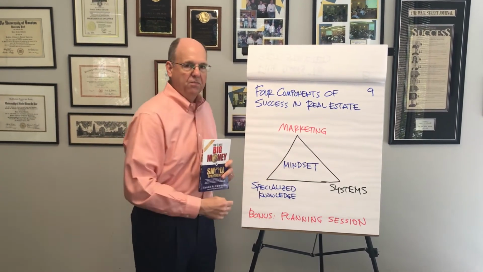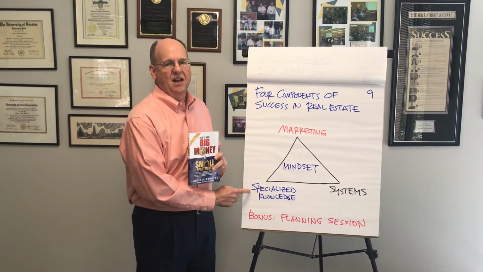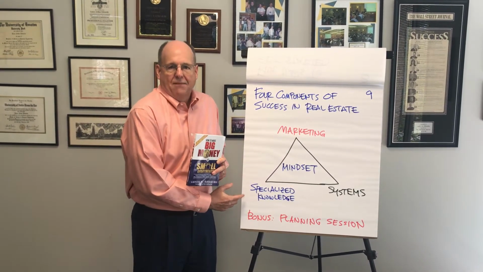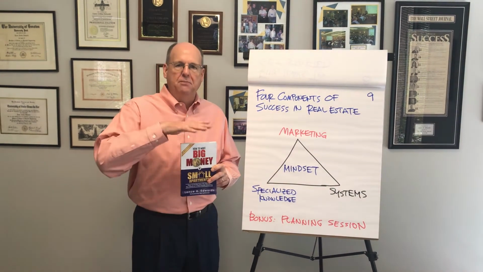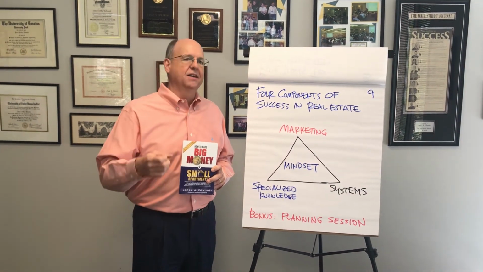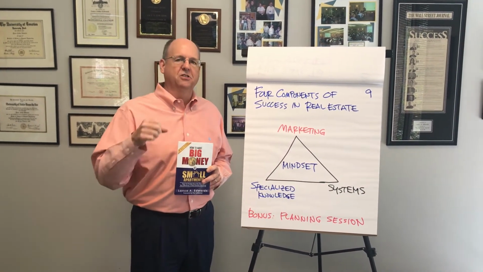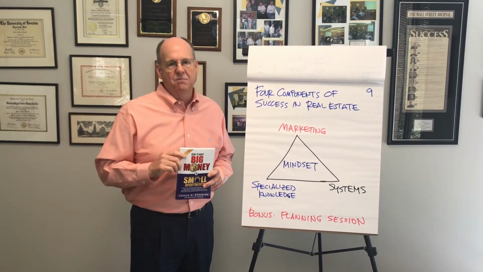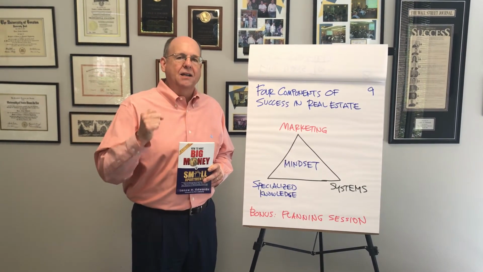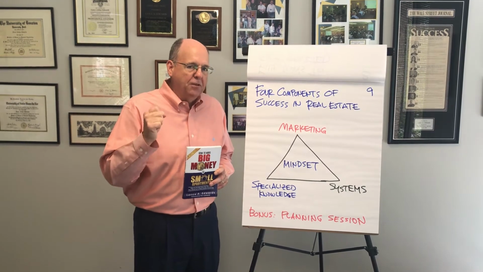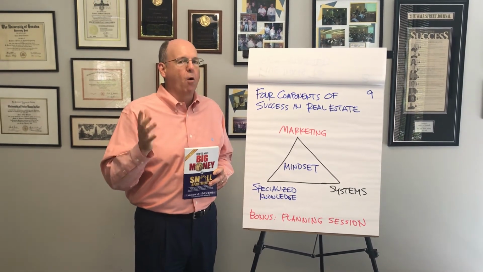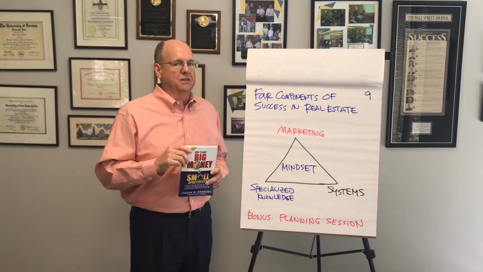Imagine there's a triangle. Your first component of success is specialized knowledge. This is what you need. Obviously, you need to have the how-to. The how-to is being provided here. How to find the deals, how to find your buyers, how to find your investors, how to analyze the deals. Obviously, that's important. But unlike what most people think, you need more than that. There's 3 other components of success.